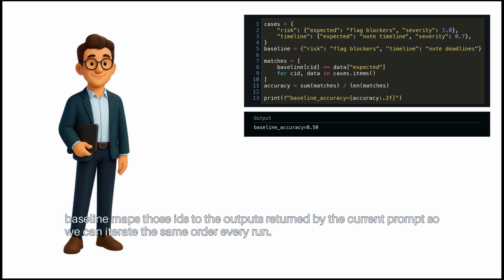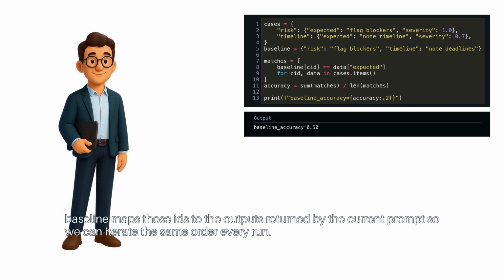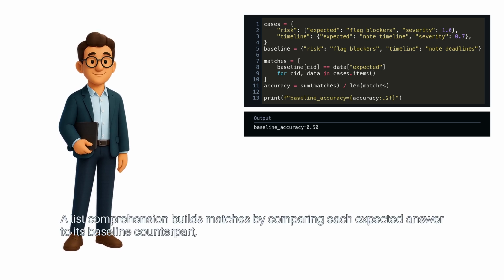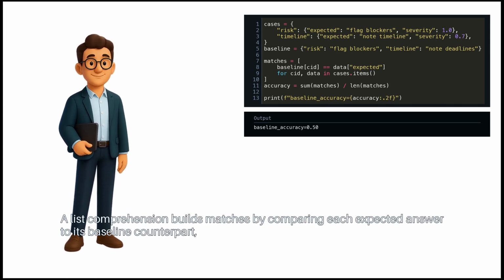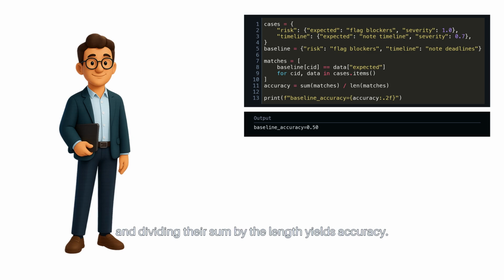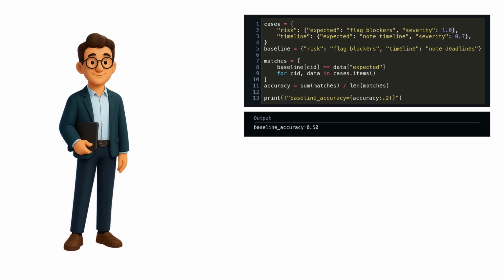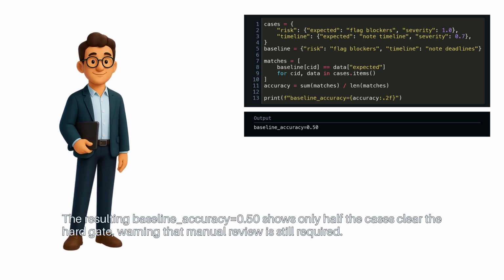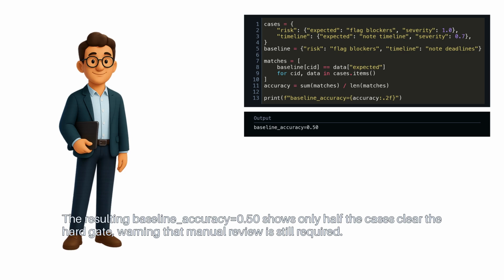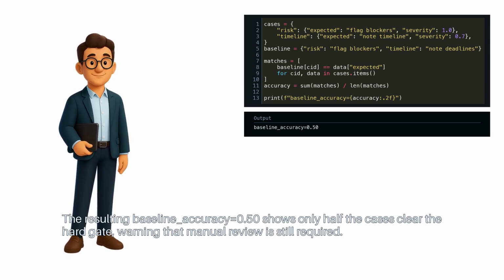Baseline maps those IDs to the outputs returned by the current prompt, so we can iterate in the same order every run. A list comprehension builds matches by comparing each expected answer to its baseline counterpart, and dividing their sum by the length yields accuracy. The resulting baseline accuracy equals 0.50, which shows only half the cases clear the hard gate, warning that manual review is still required.